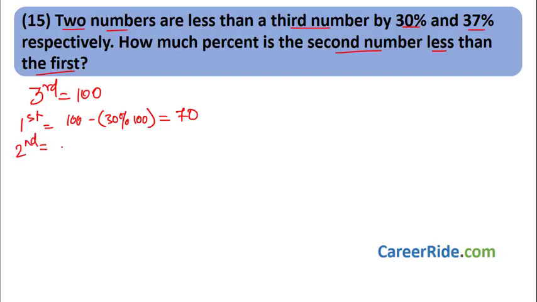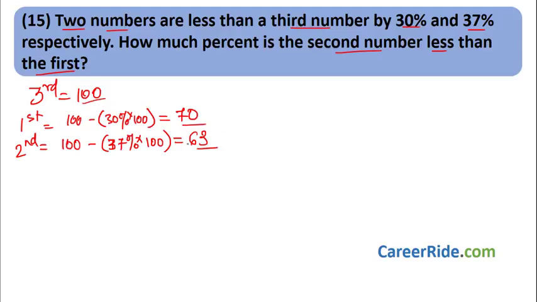Second number is 37% less. 100 minus 37% of 100, right? 37% of 100 would be nothing but 37. So 100 minus 37 is 63. So 63 is the second number, 70 is the first number, and the third number is 100.